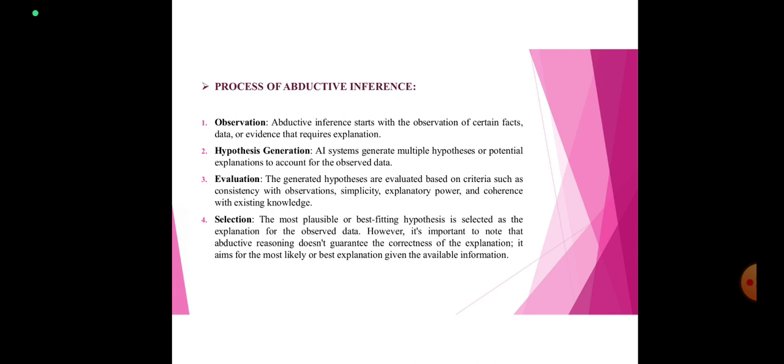The main thing to be noted is that abductive reasoning doesn't guarantee the correctness of the explanation. It just aims to find the best explanation from the available information. It doesn't guarantee that it is a correct explanation. So these are the topics covered in this session. Thank you.